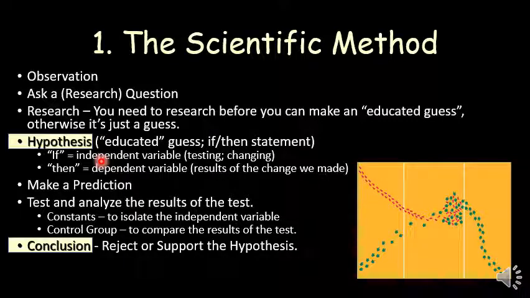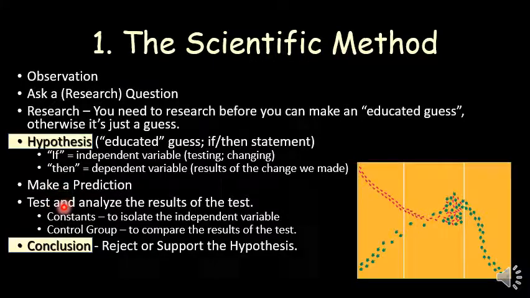The if part is the independent variable. If I study longer, it's the thing that you do in the experiment. The then part is the result that you get. The then is the dependent variable. It's the result. So if you try to study longer, then the dependent variable will be what are your grades? Do you get better grades if you study longer? So that's how you set up your hypothesis.